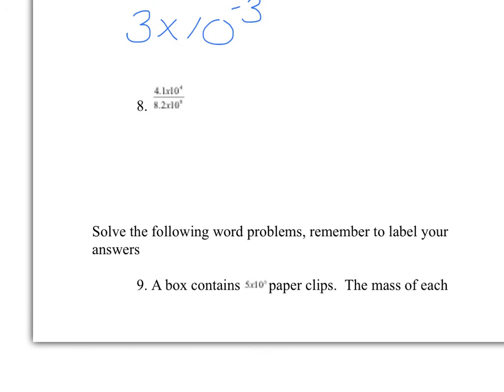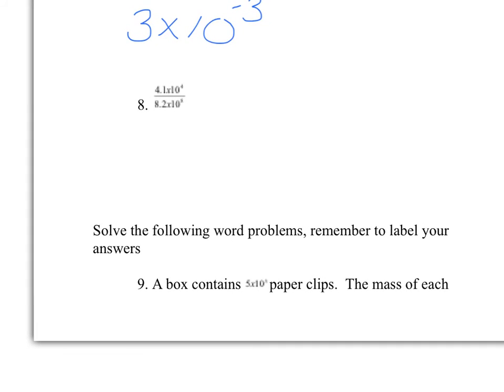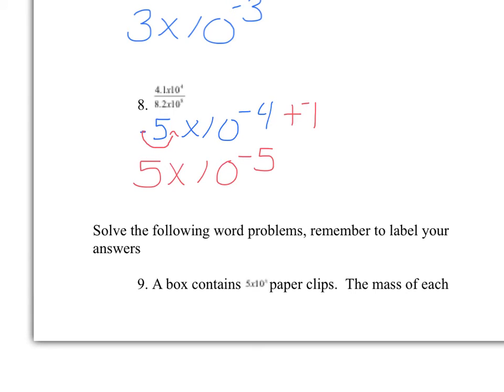8, kind of following along the same idea, divide the numbers. When I divide the numbers, I get 0.5 times 10 to the negative fourth when I subtract my exponents. I need to move my decimal point back one place, so I have one number in front of it. Because I moved it back one place, I need to subtract 1 or add negative 1 to my exponent, giving me 5 times 10 to the negative fifth as my final answer.